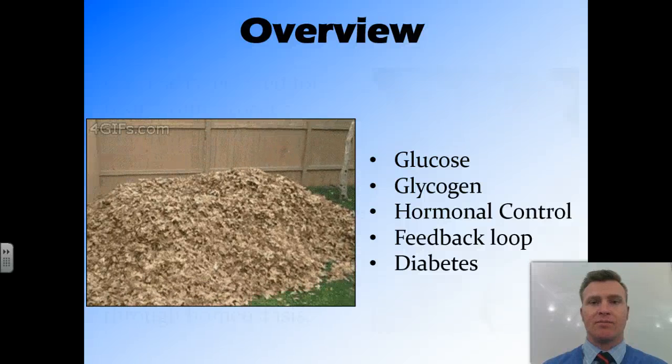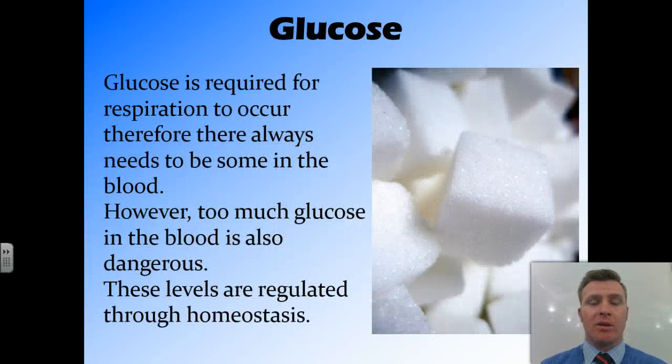Glucose is a chemical that is required for respiration by all the cells in the body. Because they require this glucose, it means that we need a constant supply of glucose in the blood, and if the supply drops too low, it can cause problems. Conversely, if the glucose levels in the blood get too high, it can also cause problems. And these levels are maintained through homeostasis.